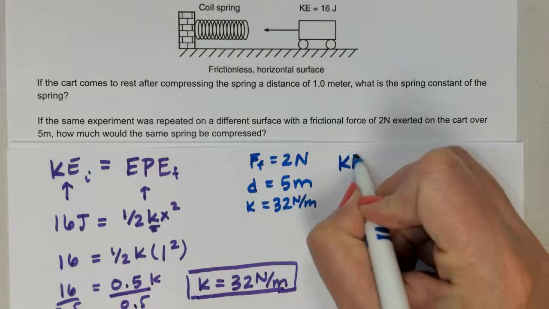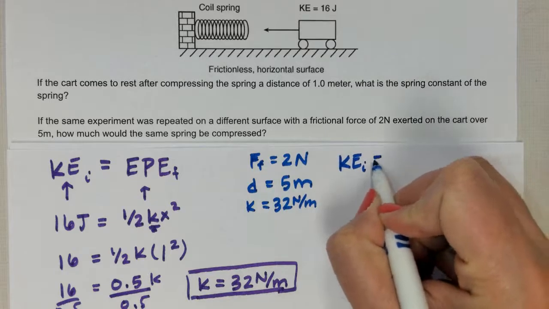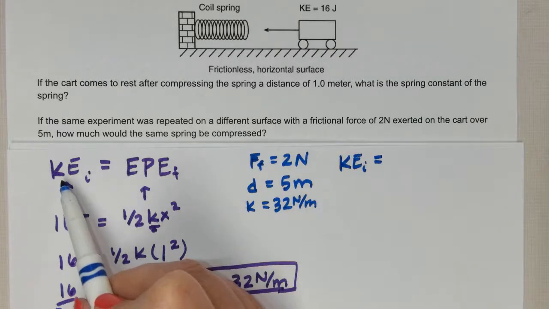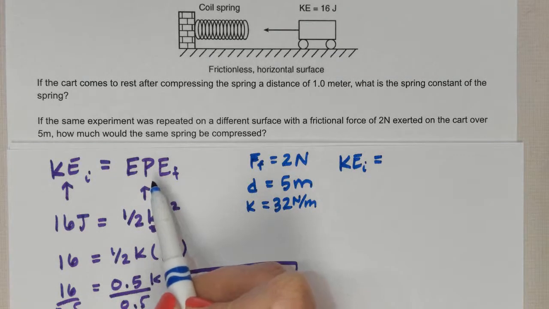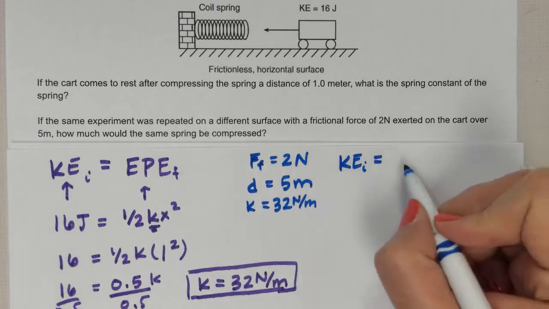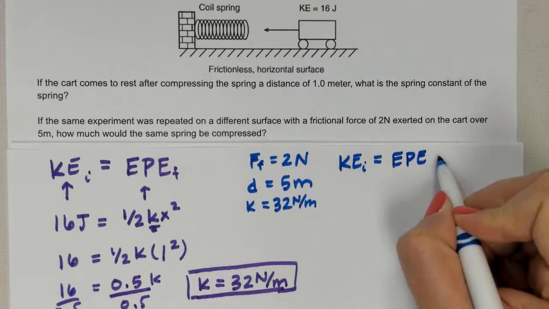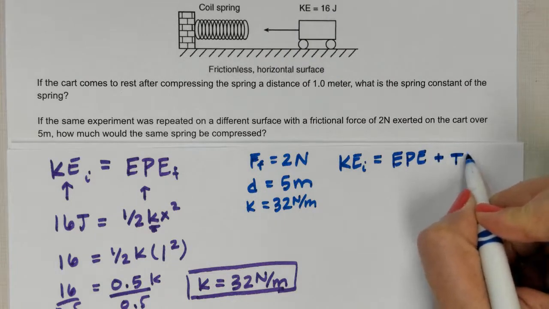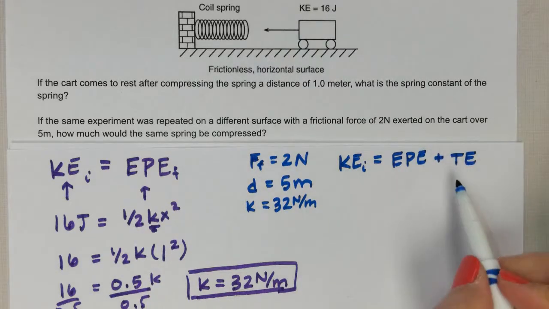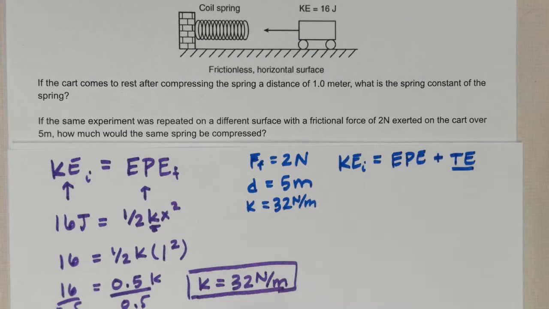We still have kinetic energy initially, but now that kinetic energy that was all transferring to EPE, well, now some of it's not. Some of it now is going to be lost due to heat dissipated from our system due to friction. And so we still have the elastic potential energy, but we're not going to have as much because some of the energy that started out as kinetic is now getting wasted as heat along the surface. So we don't get to squish the spring as much.